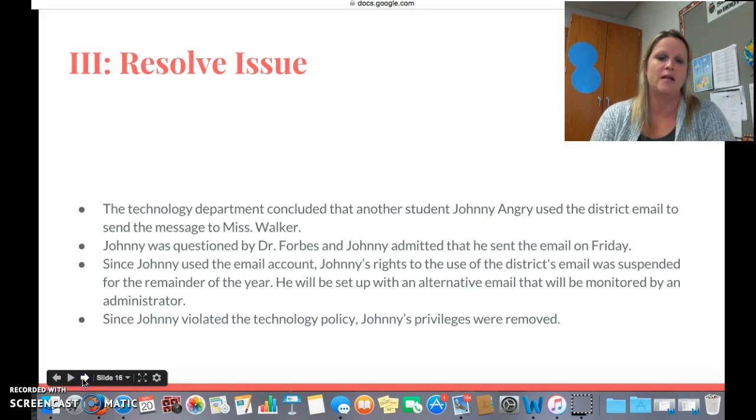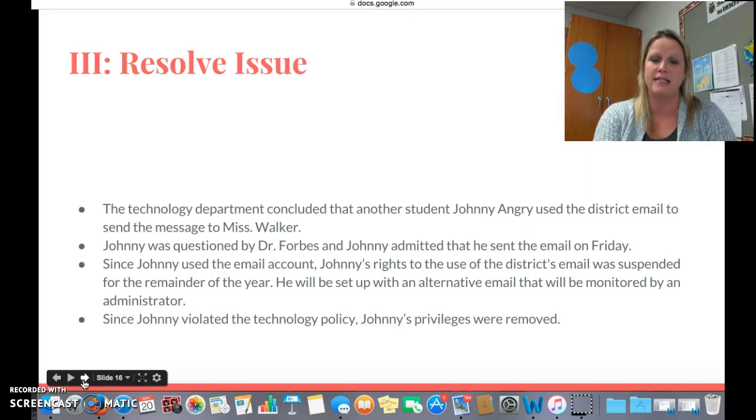The technology department concluded that another student, Johnny Angry, used the district email to send the message to Mrs. Walker. Johnny was questioned by Dr. Forbes, and Johnny admitted that he had sent the email on Friday. Since Johnny used the email account at school, his rights to the district email were suspended for the remainder of the year. He will be set up with an alternative email that will be monitored by the administrator.